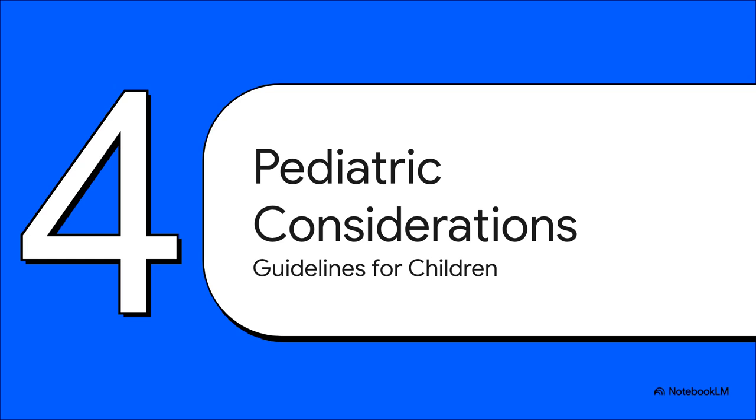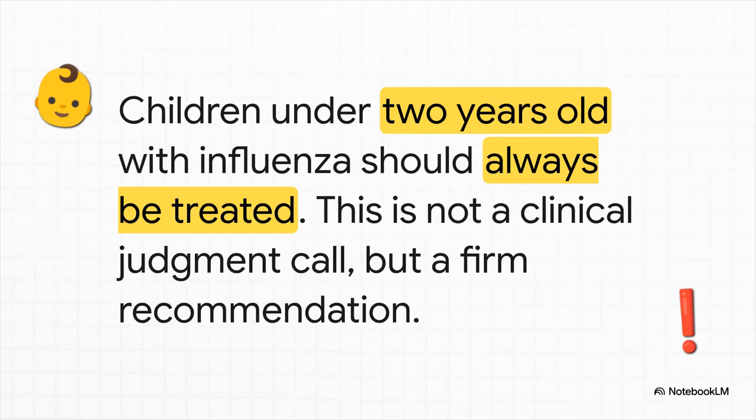But seriously, what works for a standard adult patient is not a one-size-fits-all solution. When we're talking about kids, we have to adjust our approach. They have a completely different set of risks. And here is the single most important takeaway for kids. This isn't a suggestion, it's a clinical mandate. If a child under 2 years old gets diagnosed with influenza, they should always be treated with antivirals. No debate. Their immune systems are still developing, their airways are much smaller, they're just so much more vulnerable to severe complications. We don't wait and see, we treat.